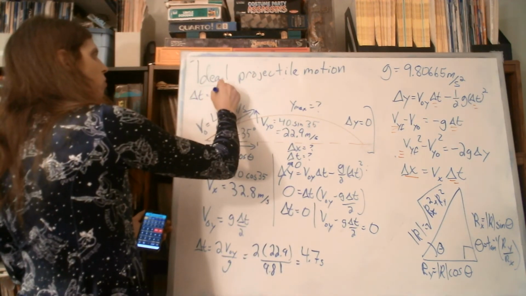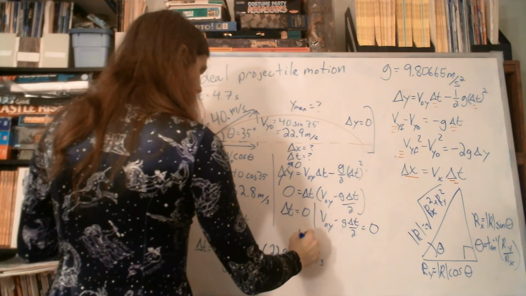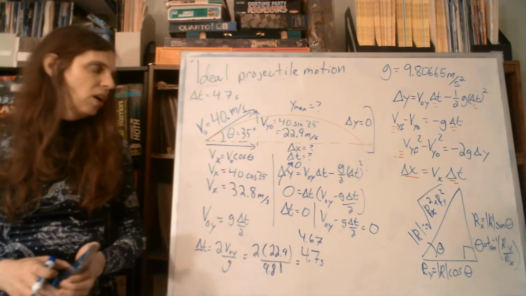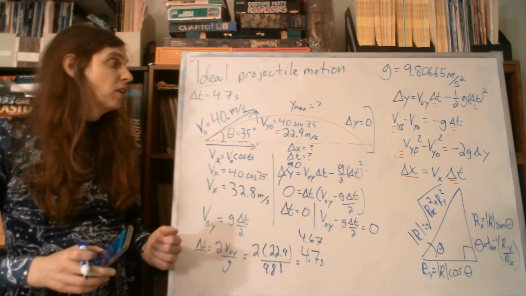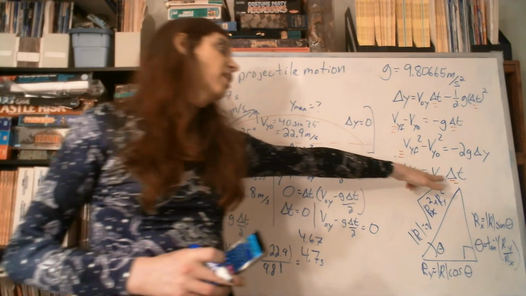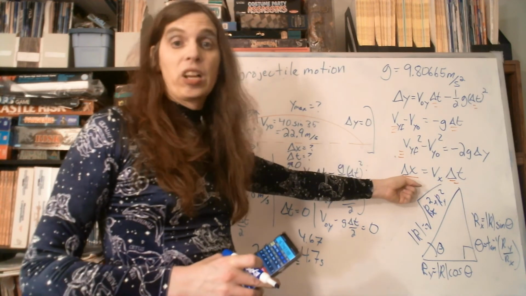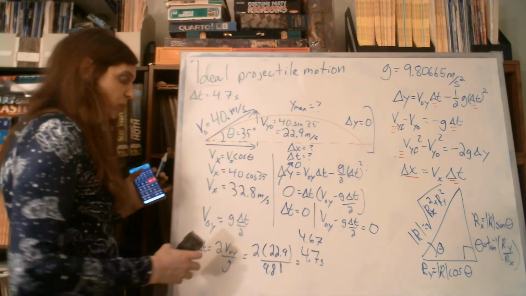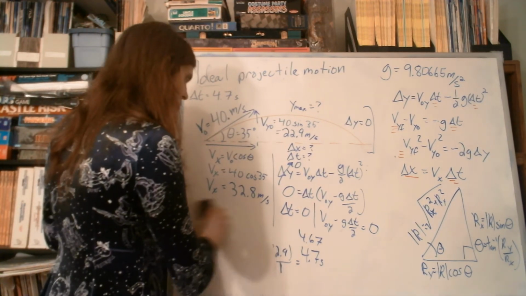Delta t equals 4.7 seconds. It's 4.67, and I rounded it. Okay, so that's our time of flight. Now that we have time of flight, we can find the horizontal position. We needed to know that time in order to get the horizontal position. It's the only thing connecting us to the rest of the problem. So let's go do that. I will give us some working space here.